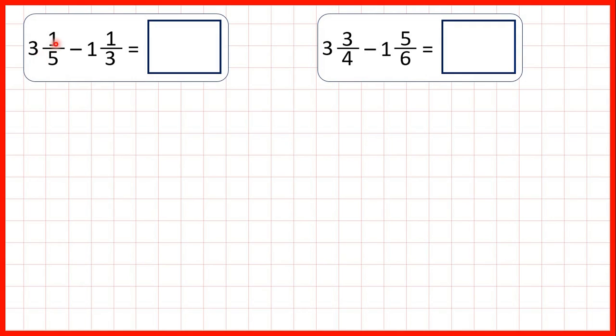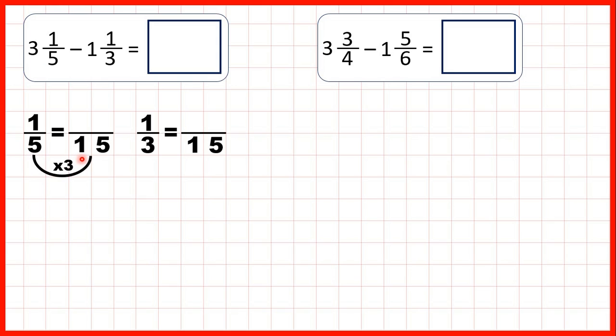We have 3 and 1/5 minus 1 and 1/3. First, we need the denominators of our fractions to be the same. Now 15 is in the 5 and the 3 times table, so we can find equivalent fractions to 1/5 and 1/3 which have a denominator of 15, because 15 is the lowest common multiple of 5 and 3.